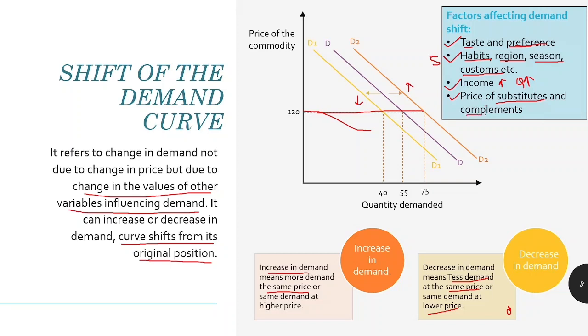Now similarly, change in price of complement. Now suppose the price of bread increases, then the demand for butter will decrease. Okay. So these are some of the factors that cause shift in demand curve.